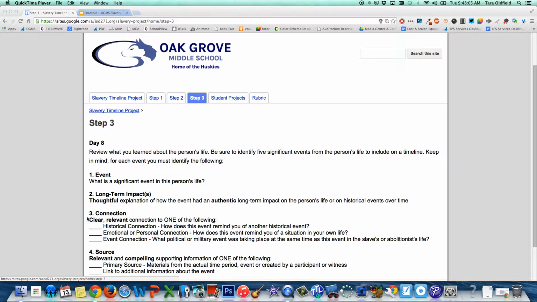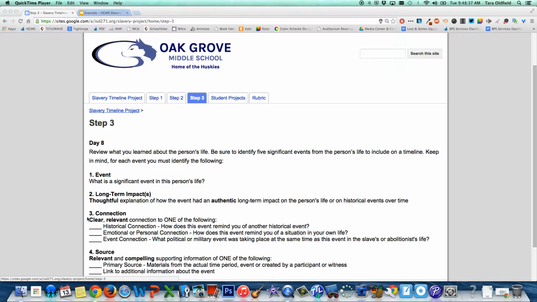The third slide is the connection slide, and this is a slide that I think is most tricky for students. And for many of you, I had mentioned that connections often happen at unexpected times. It might happen when you're brushing your teeth in the morning, or maybe when you're walking the dog. Connections sometimes happen unexpectedly. And so hopefully over the course of the last few days, you've been able to make really clear and relevant connections to one of these options.